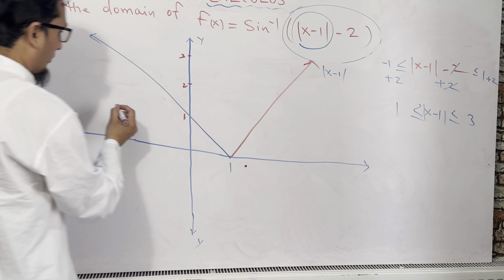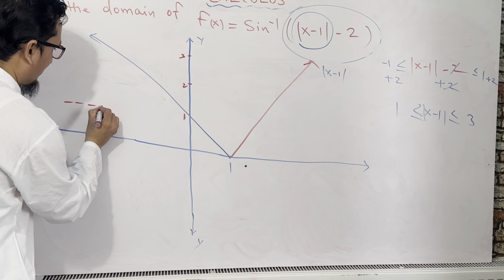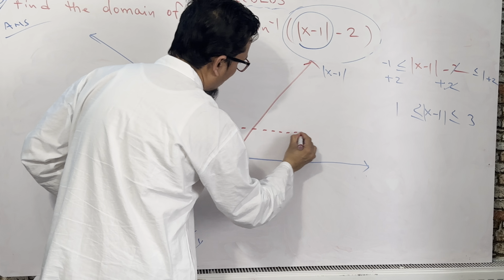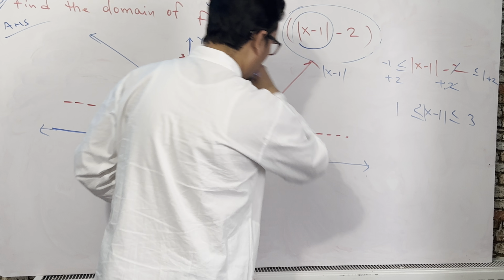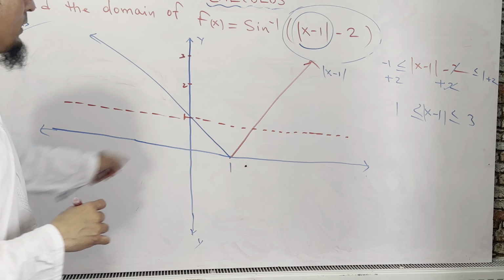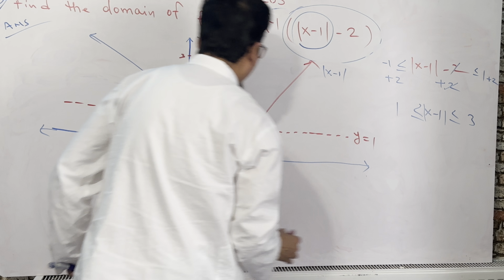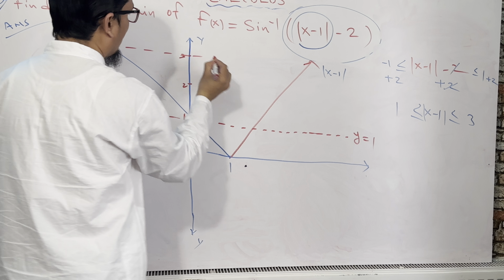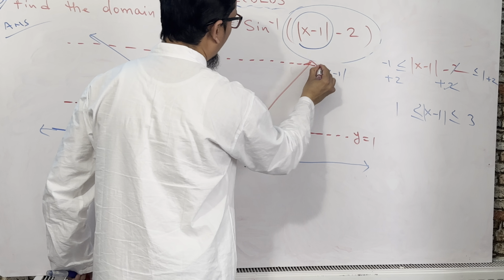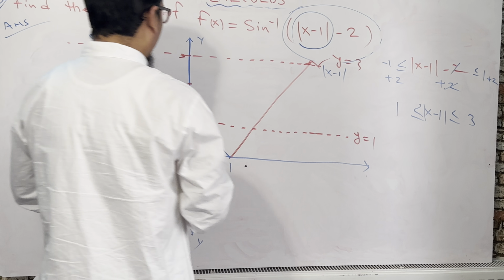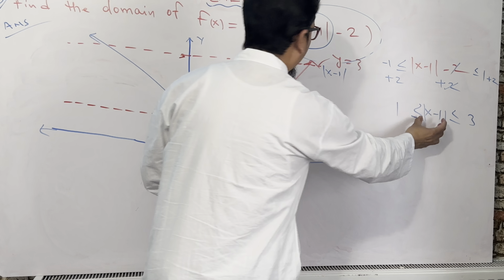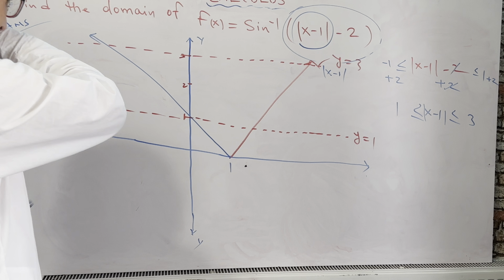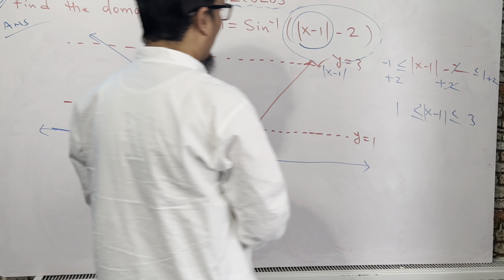So this is 1, so I'm going to draw a line here. This one, can you see this? This is the graph of y is equal to 1. And then 3, so this is y is equal to 3. This is the graph of y is equal to 3. It means we want mod of x minus 1 from 1 to 3, right? From 1 to 3.